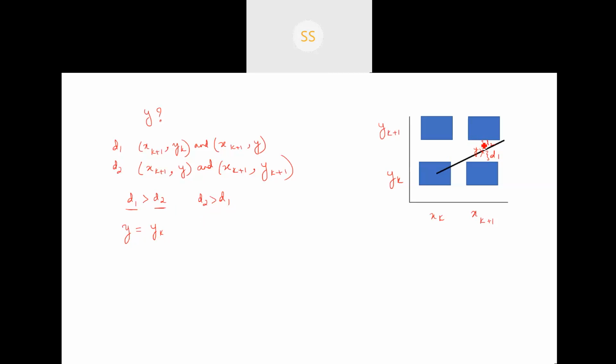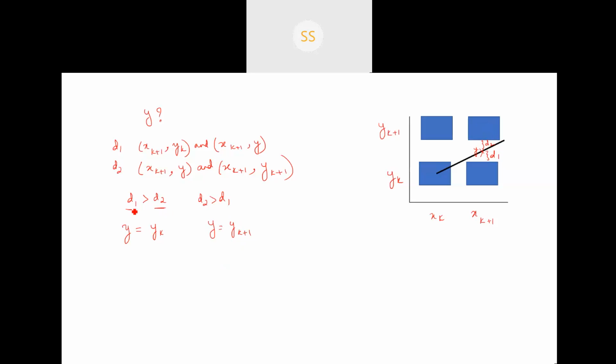Now if the distance between this point y and the new pixel having the y value yk plus 1, that is d2, is less, then what is the new value of my y? The new value of my y is going to be yk plus 1.